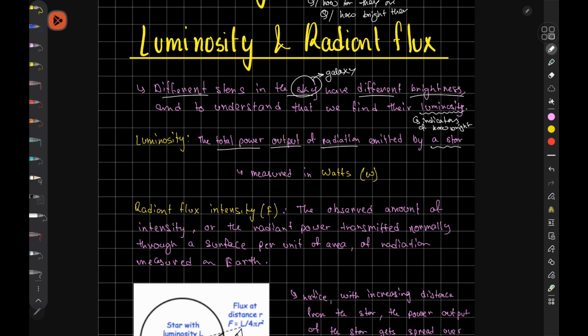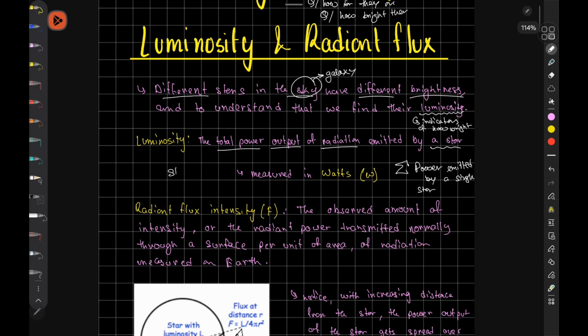What does that mean? So it is basically the sum of power emitted by a single star. And how do you guys define power? Power is simply the total work done per unit time. So essentially, luminosity is nothing but the sum of the entire power from every angle of the stellar body, or practically speaking, a random star.